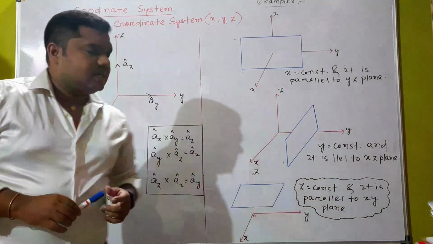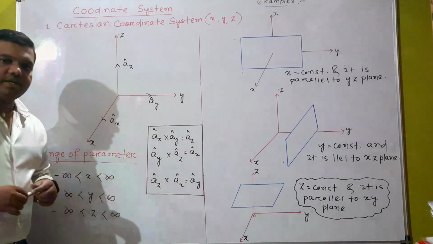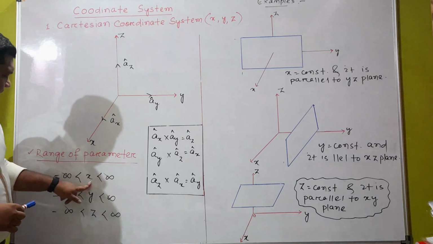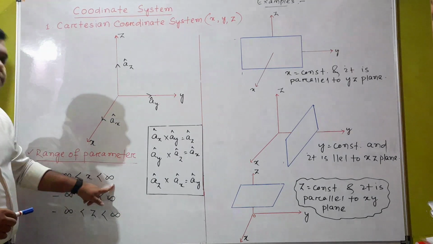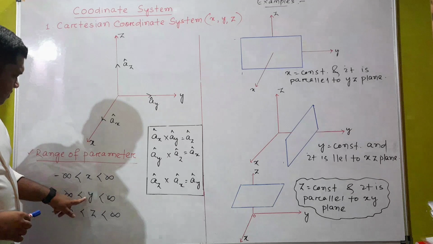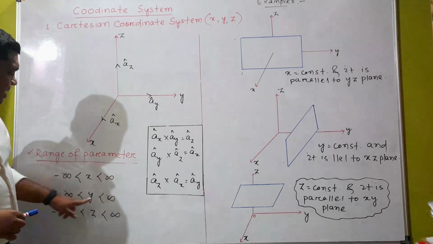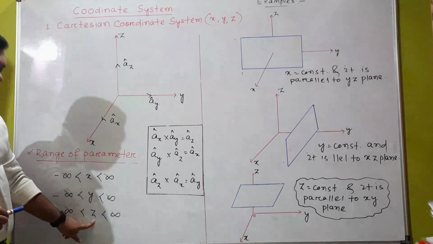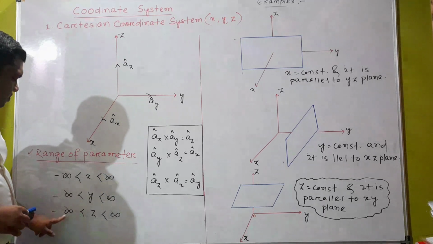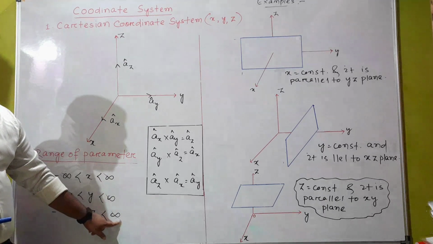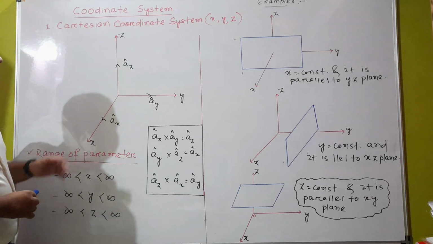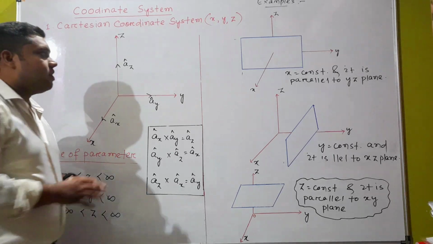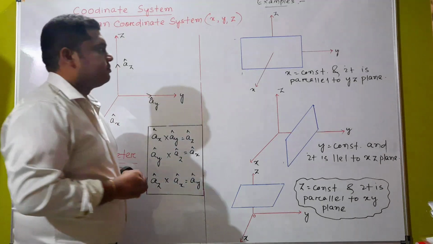Now we will discuss the range of the parameters. The x value lies within minus infinity to infinity, the y value lies within minus infinity to infinity, and similarly the z parameter lies within minus infinity to infinity. That is the range of the parameters x, y and z for the Cartesian coordinate system.